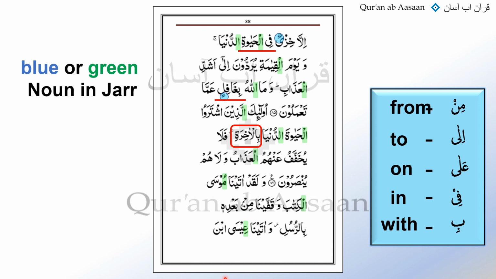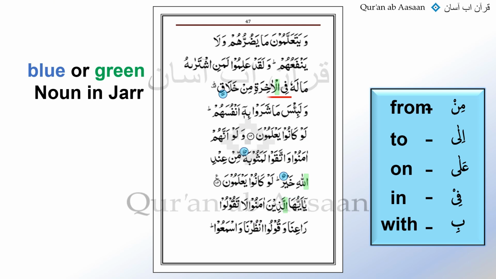Again, we have done quite a few examples. It's pretty clear, I'm sure, to all of you. We'll color the al green first, and then bil akhirati will be underlined red. Any other example on this page? What about the last line? Bir rusuli. Excellent. Al green and then bir rusuli, red underline. Okay, let's have a look at another page. Page number 47.